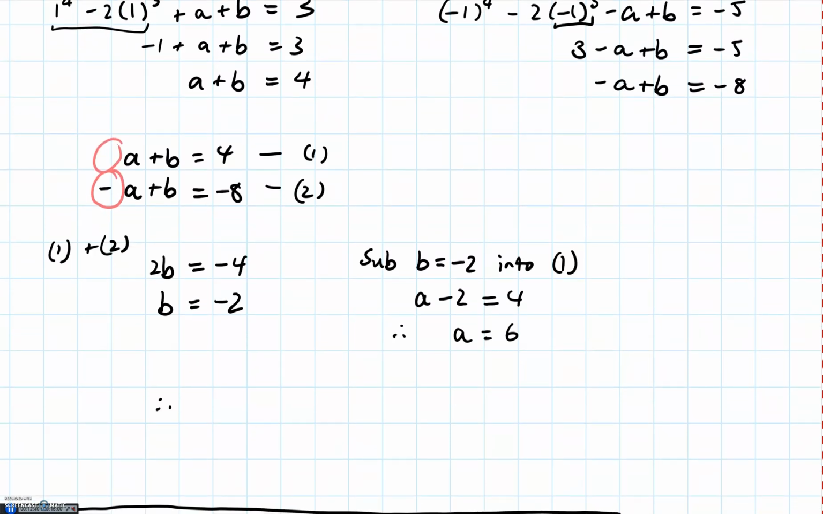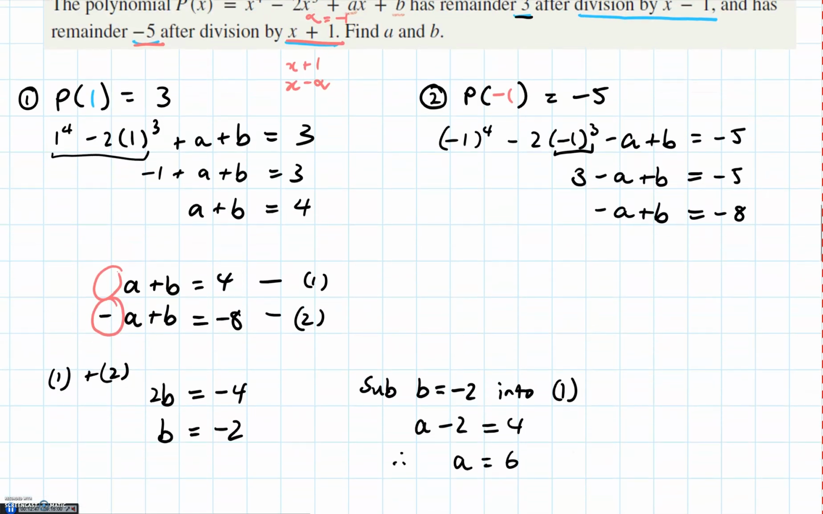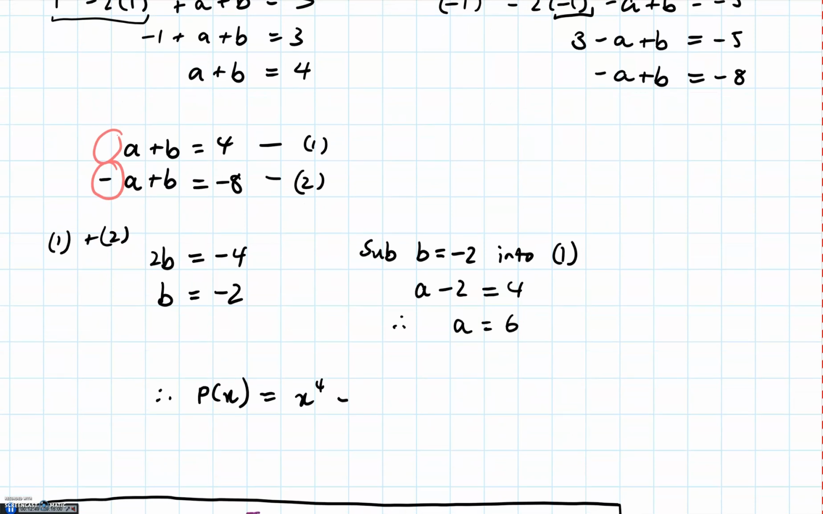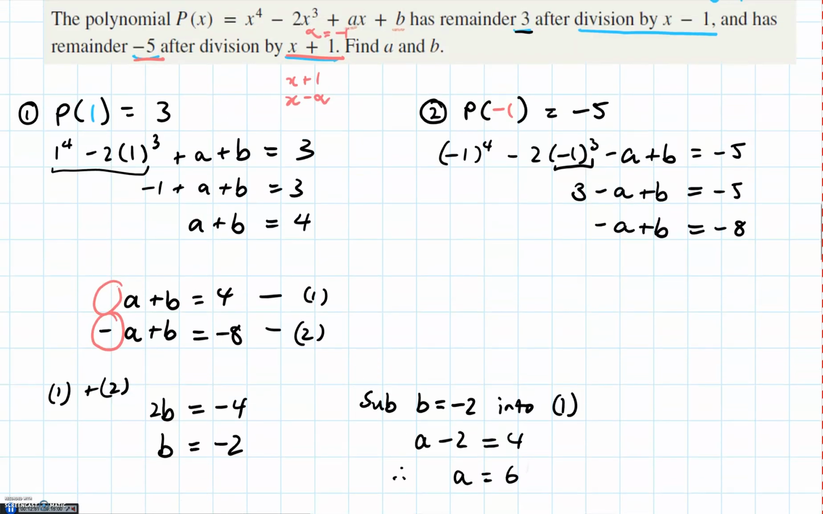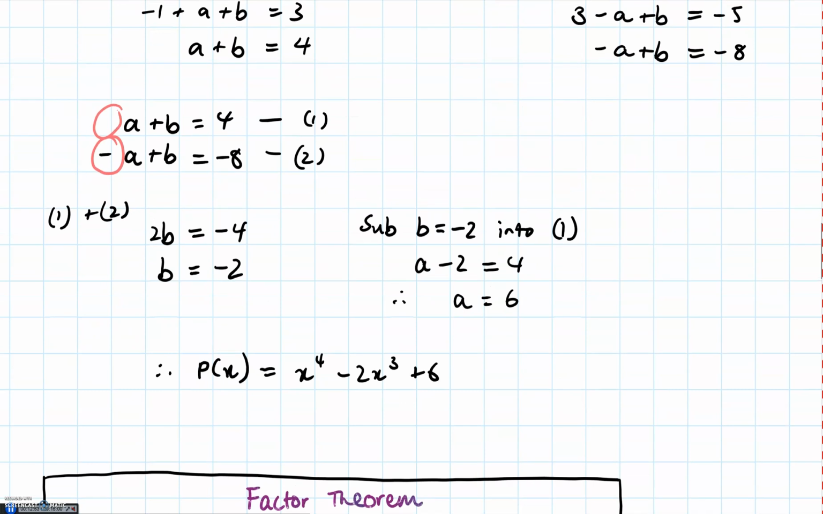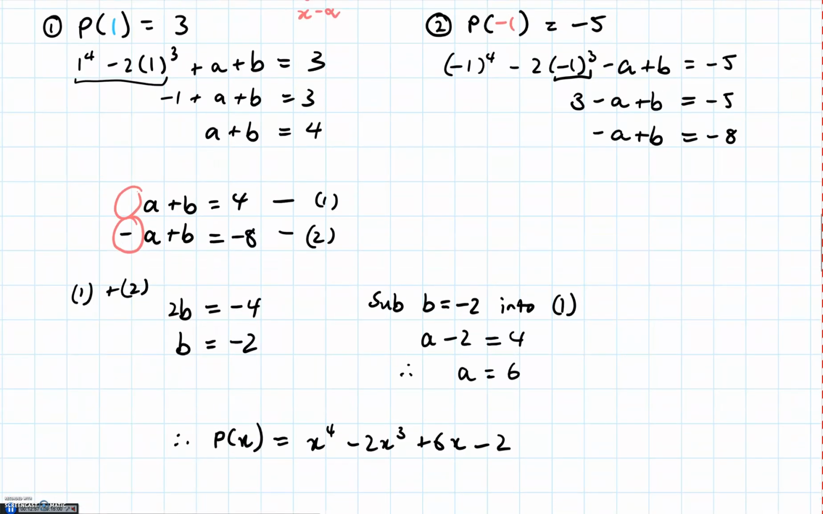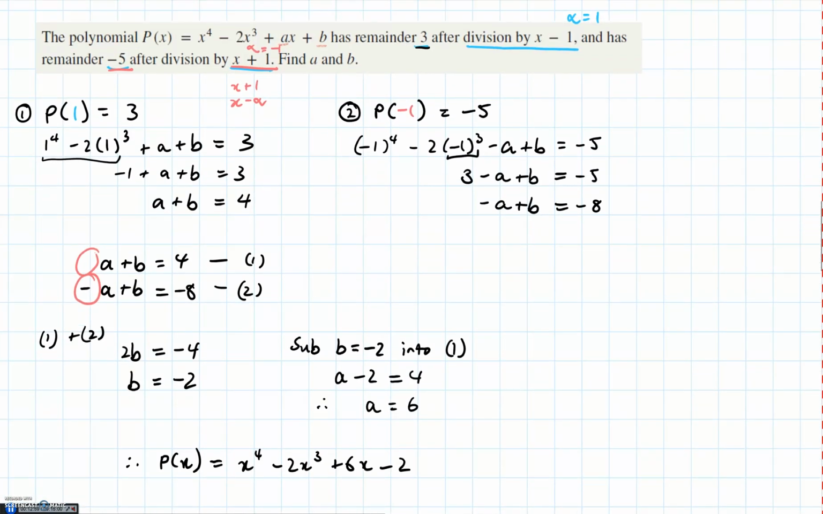So therefore, my polynomial, p of x, if I was to write the whole thing out, is equal to, I'm going to go back up, x to the power 4 minus 2x cubed plus 6x minus 2. So that's what we get when we deal with remainder theorem.